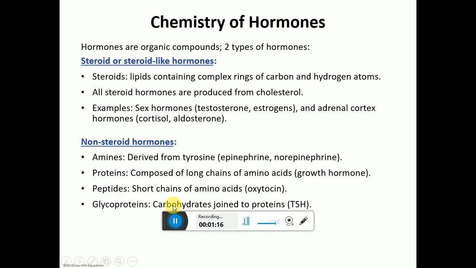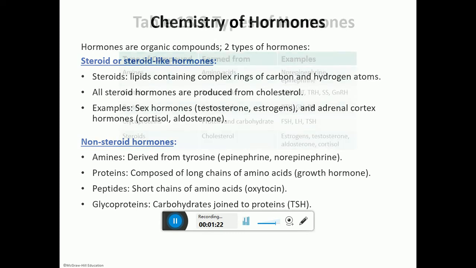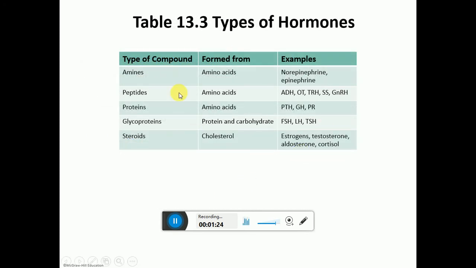If you add a little carb to it, that is a glycoprotein hormone, for example TSH, or thyroid stimulating hormone. Here you can see a table that shows you the type of compound, what is the chemical composition of it, and these little examples that we're going to talk about as we go.